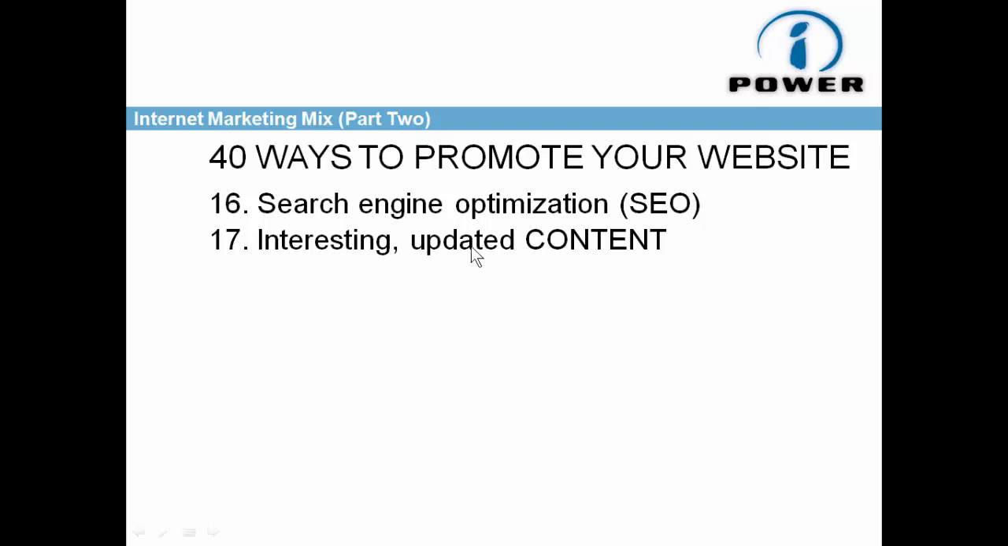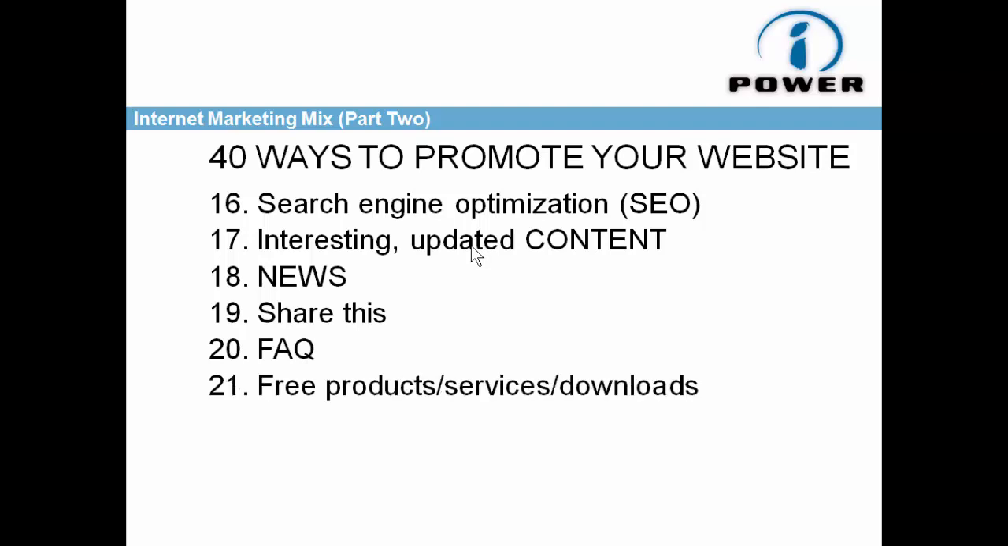Number 17, and that's really crucial, is to provide fresh, updated, and very interesting content on your website. That is crucial. That's really why we sometimes say that the internet is all about content, information, information, and information. Number 18, for the same purpose, you need to have a news section on your website and share this, bookmark this, like this, follow us, etc. on your website as well. Like, for example, frequently asked questions in order to really educate and inform your customers.